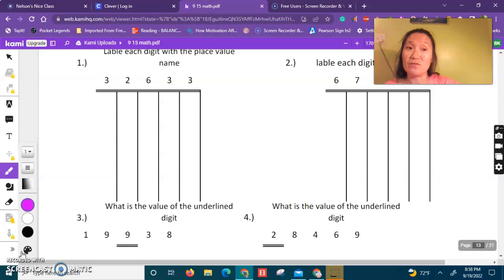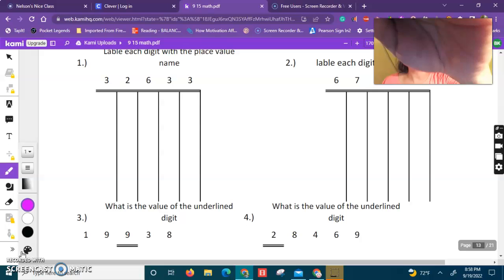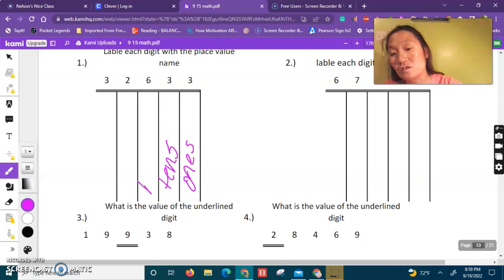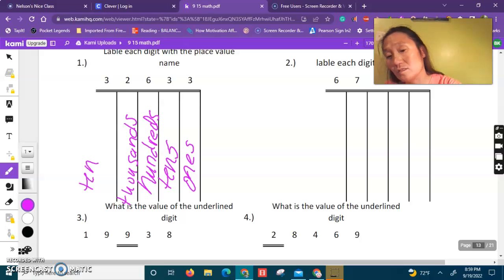This should look really familiar and it shouldn't take you very long to finish. Alright, so all we're doing in this one again is finding the place values. So you have your ones, your tens, your hundreds, your thousands, and your 10,000s.